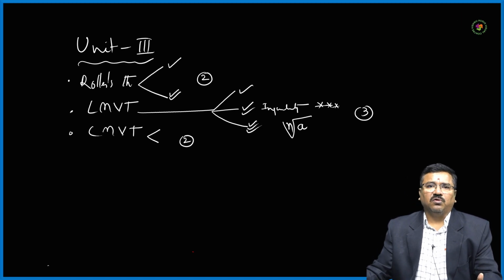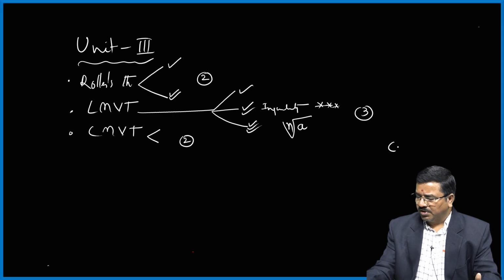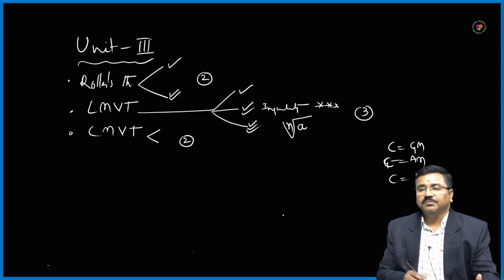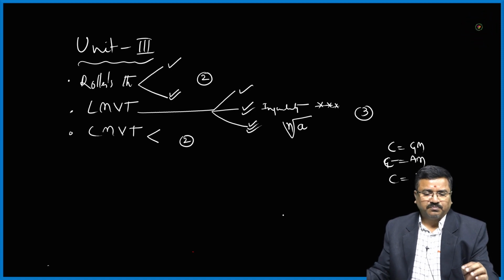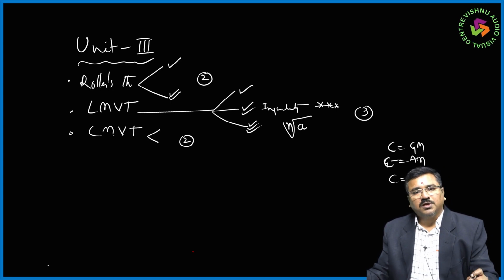Find the C value: you will be given two functions, and you verify and find the C value. In one case, the C value will be the geometric mean. In another, you will get the arithmetic mean. The other one will be the harmonic mean. These standard problems are very important.